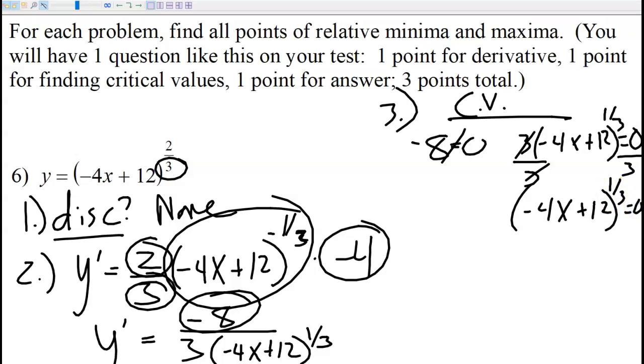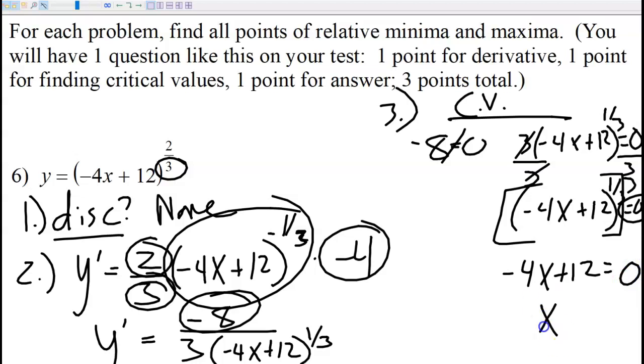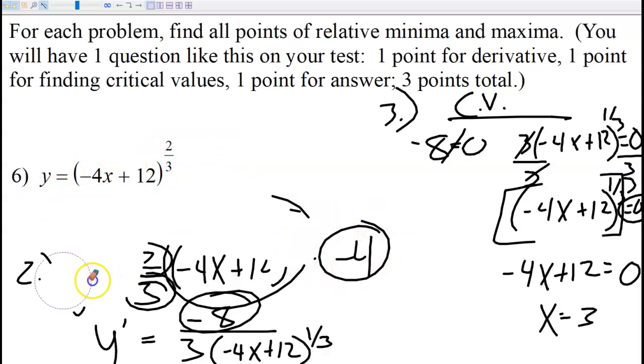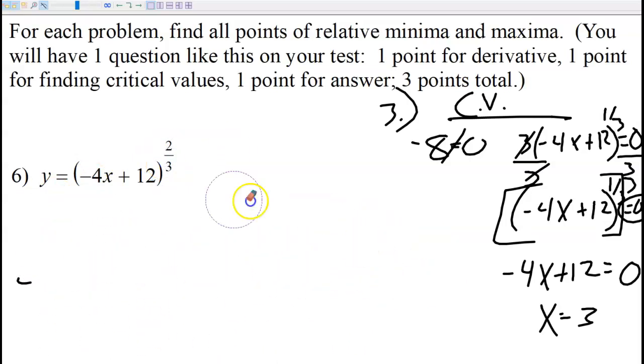Then I would raise both sides to the third power. So if I raise this side to the third power, that's going to cancel out the 1/3. We saw that little algebraic move earlier in this lesson. And also if you raise 0 to the third power, you still get 0. So now if I subtract 12 and divide by 4, I get 3. And so I have one critical value in this case, and it's at 3. And we're going to do our trusty old number line test. So here we go.